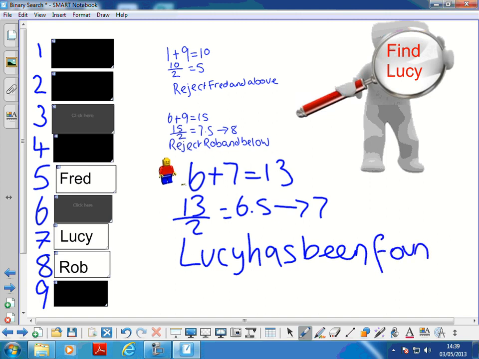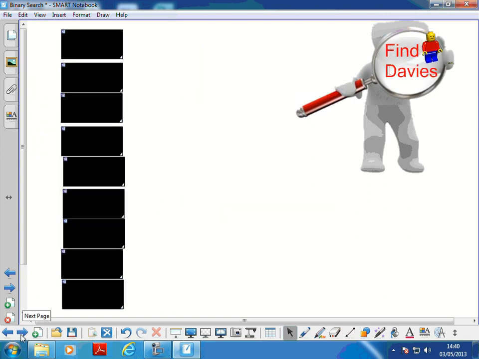It's really exciting. Perfect. Okay, have a go at this one. See if you can find Davies. Good start. They are in alphabetical order, I promise. Excellent.